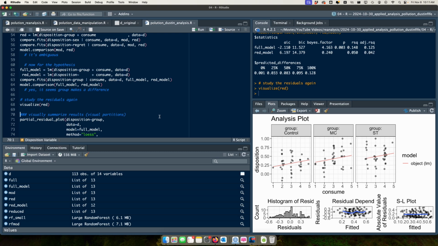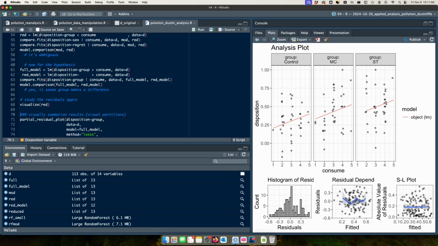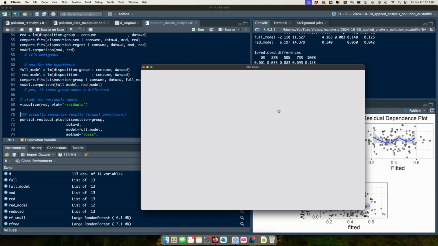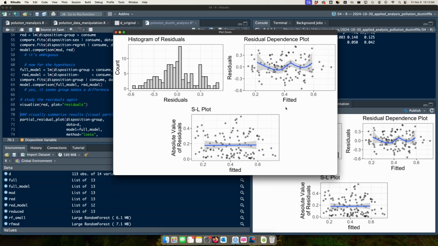Let's go ahead and study the residuals again. Like I said, I wanted to come back to this just to make sure that nothing's too wonky. And what do we have? We have the residuals. They're bumpy, but for the most part, it's symmetric. We've got our residual dependence plot, which is a little bumpy, but I'm not too worried about that. In fact, let me just zoom in on the residuals and say plot equals residuals, and make this big so we can focus in on this.